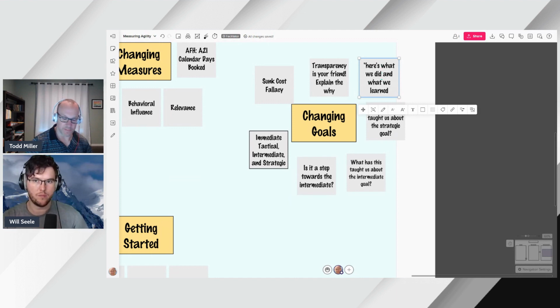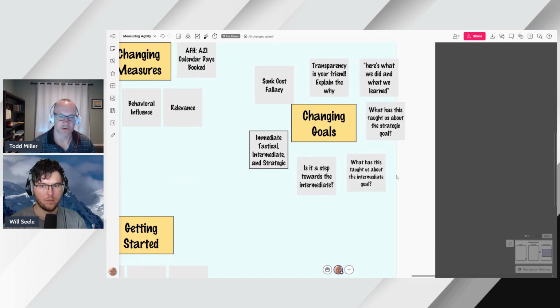Yeah, and that's why I really like the way that you put this here: here's what we did and what we learned, right? One of the things that really strikes me, it's like a tick, it drives me crazy, is when I hear "we'll fail fast." You're not failing anything. We're learning, right? Failure has a negative connotation to me.